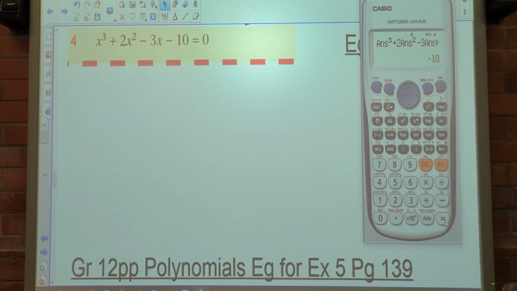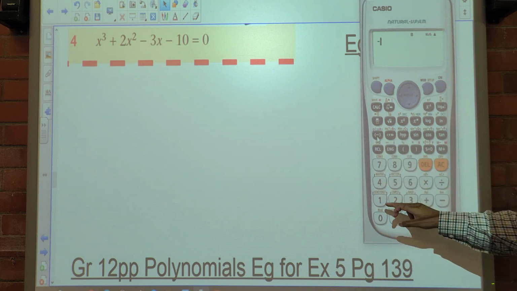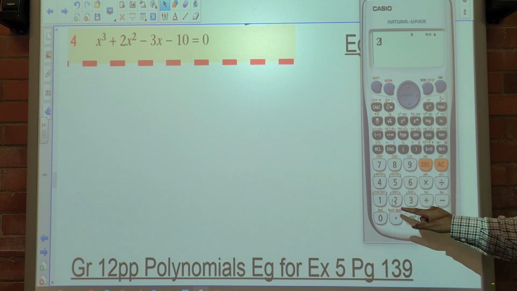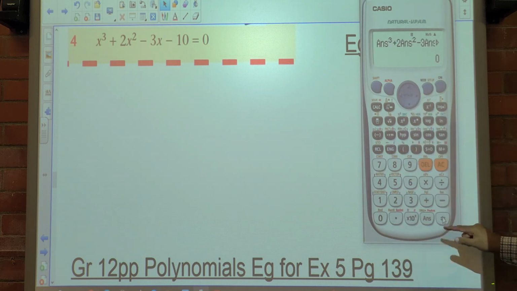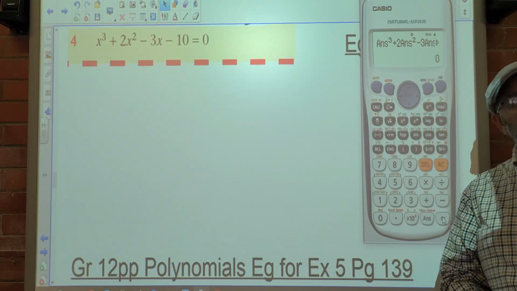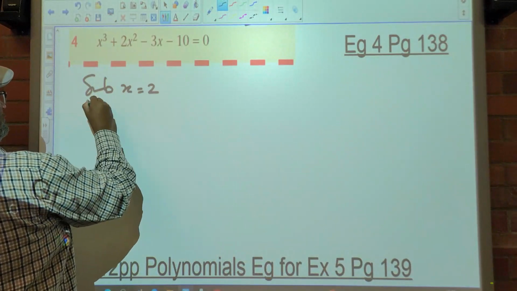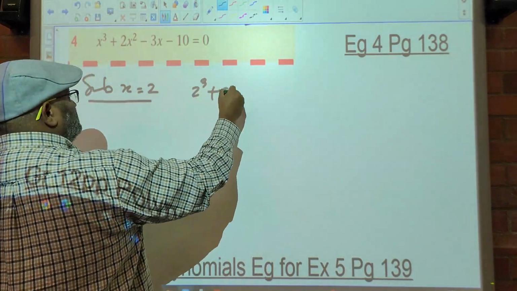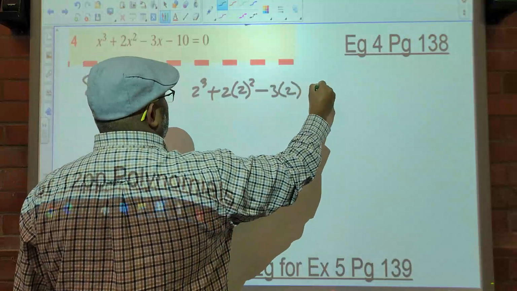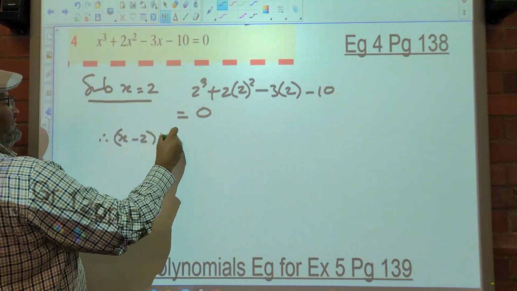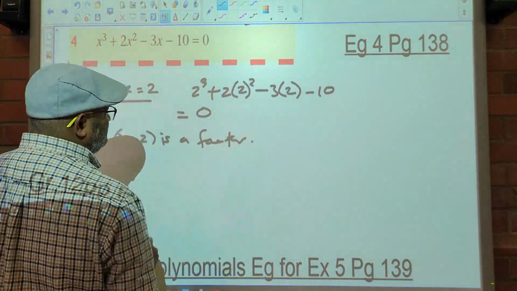Is 1 a factor? No. So let's go, minus 1. Is negative 1 a factor? No. Now we go to 2. Is 2 a factor? Is x equal to 2 a solution? Yes. So we substitute x equals 2. We get 2 cubed plus 2 times 2 squared minus 3 times 2 minus 10, which gives us 0. So therefore, x minus 2 is a factor.